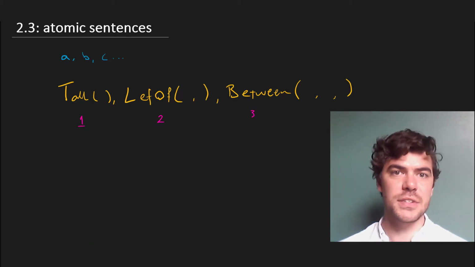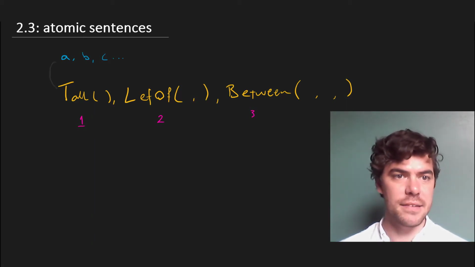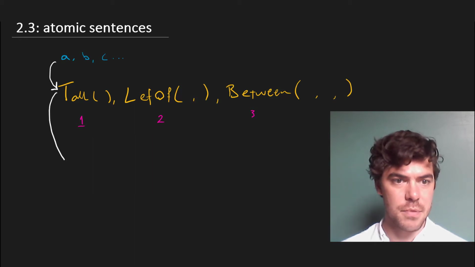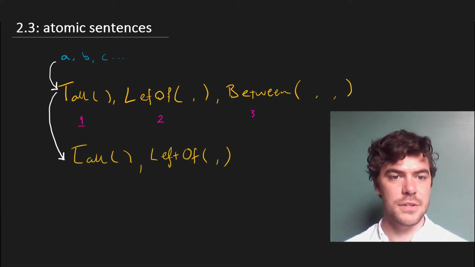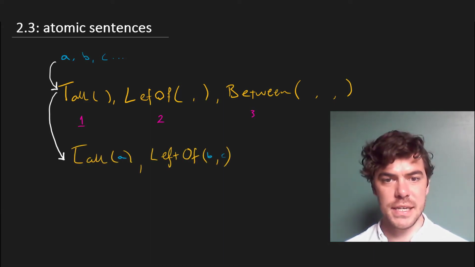To make an atomic sentence, all we have to do is combine these with the appropriate number of arguments, that is to say, a number of arguments that corresponds to their arity, to get statements like A is tall, B is left of C, and so forth.